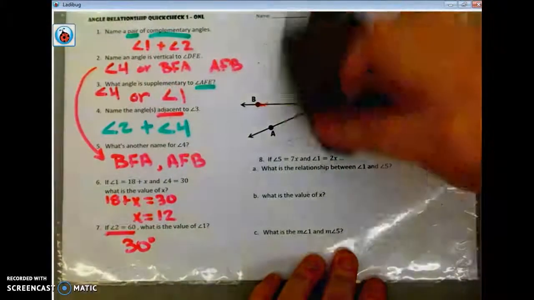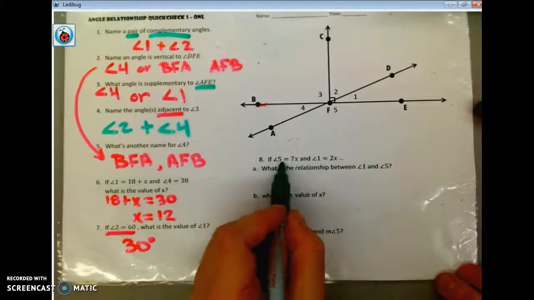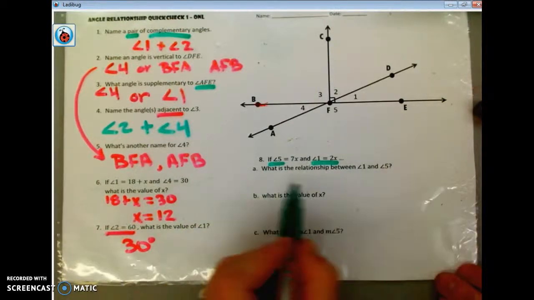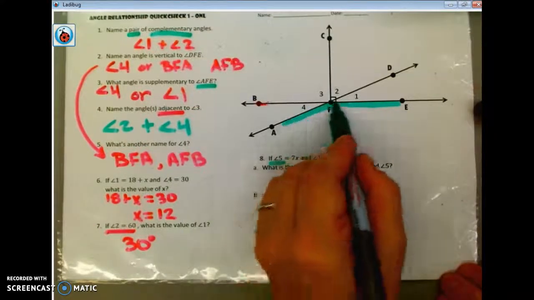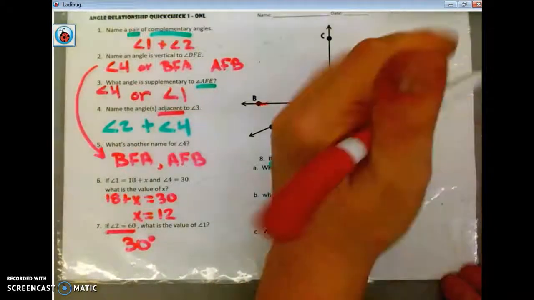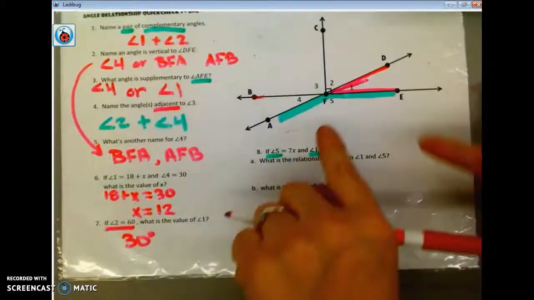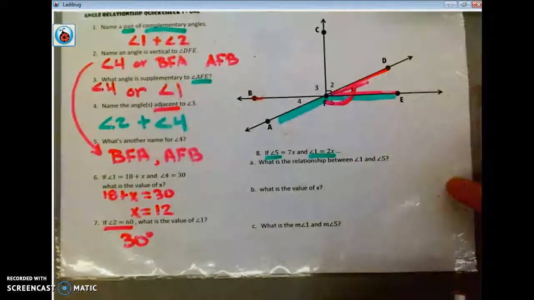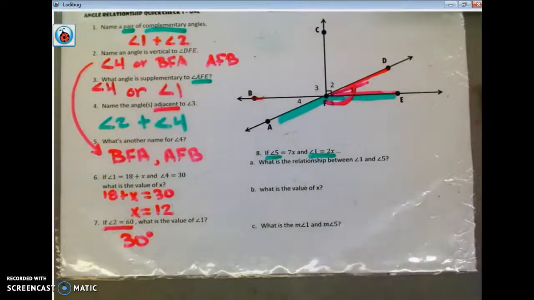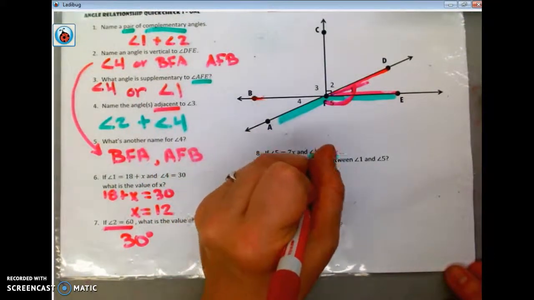All right, and for our last question, it's asking us to compare angle 5 and angle 1. What is the relationship between angle 5 and angle 1? Well, look, they're touching and they come together to make a straight line, so therefore they add up to 180. They are supplementary.